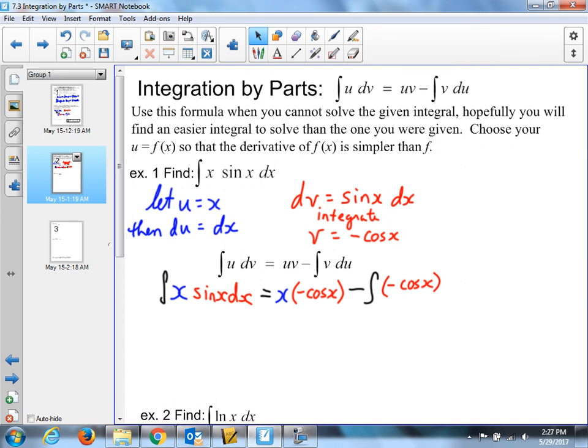And my du is, in this case, just plain old dx, right? So what I have on the left is what I want to solve. What I have on the right is an easier solution, hopefully. There's nothing further to do with the x times negative cosine of x other than just put the minus sign first, right? Minus x cos of x. So I'm going to drop the color scheme from here. So minus x cos of x.